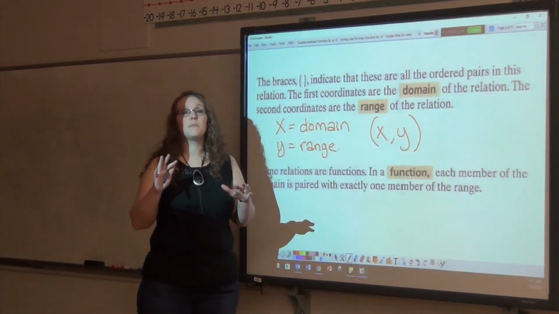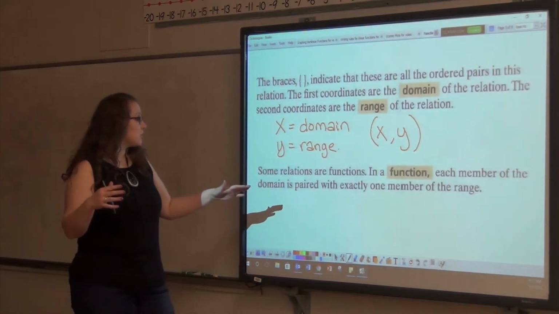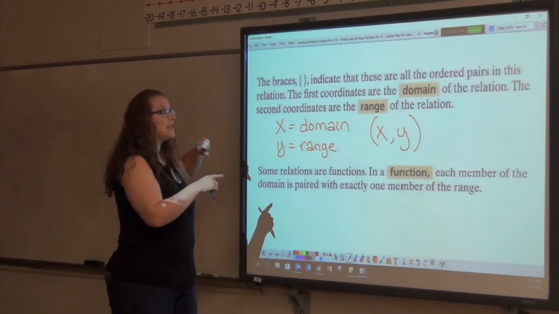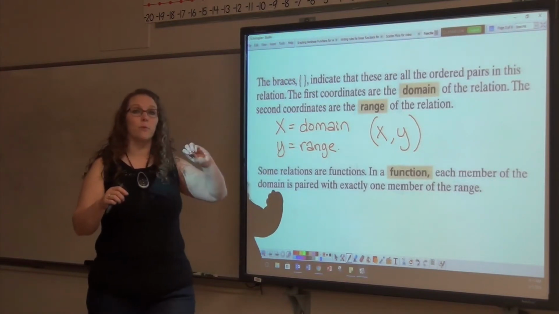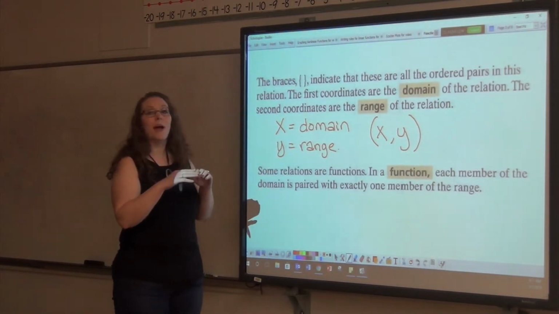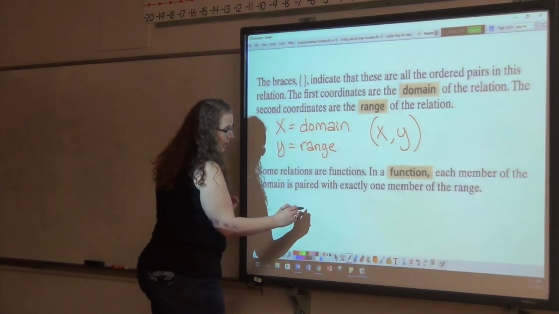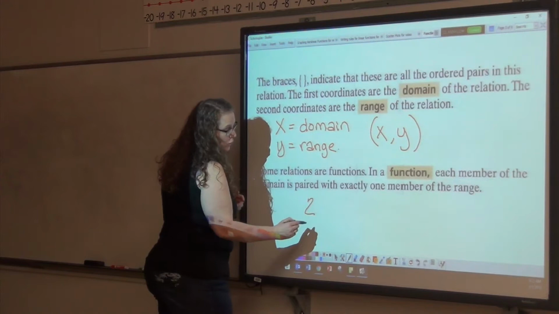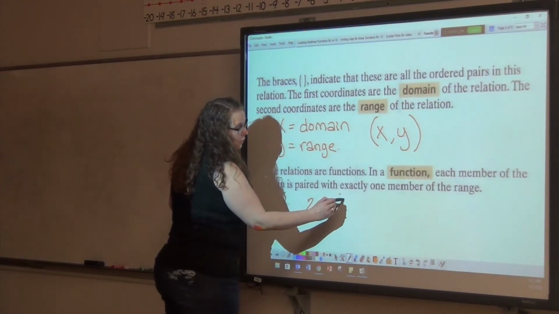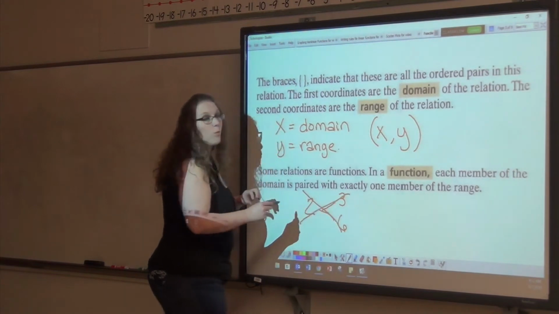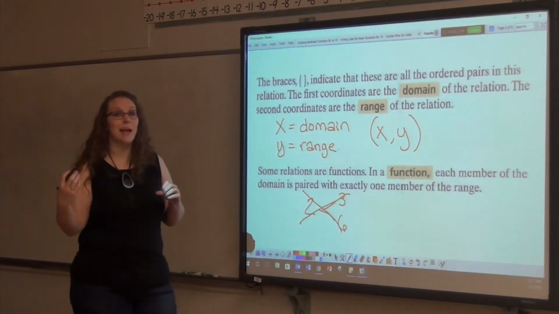Okay, some relationships form functions, and a function is when each member of your domain is paired with exactly one member of your range. So for each x, you have only one y. I couldn't have an x, like if I had the number 2, it couldn't be paired with 3 and 6. It could only be paired with one of those. For every x, there is exactly one y.